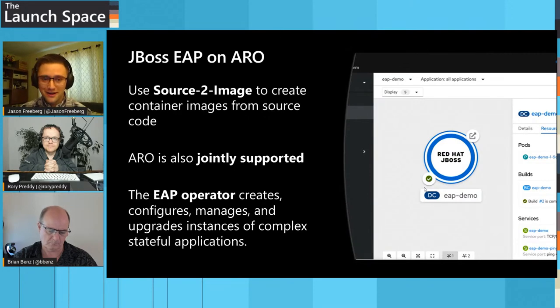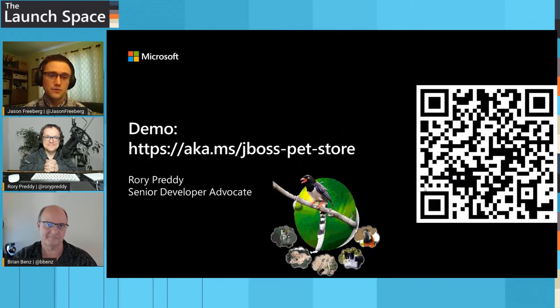Okay, well, I hope I didn't go too fast, but that was a quick rundown of the different options to run JBoss on Azure. We talked about App Service, ARO, and Azure VMs. And now I'm going to hand it off to Rory to take us through a demo of JBoss EAP on App Service. So go ahead and take it away, Rory.